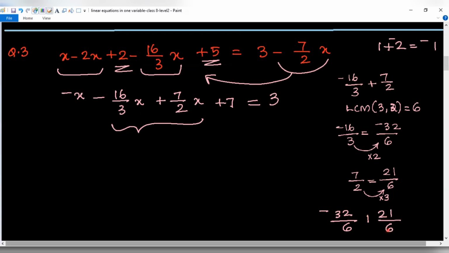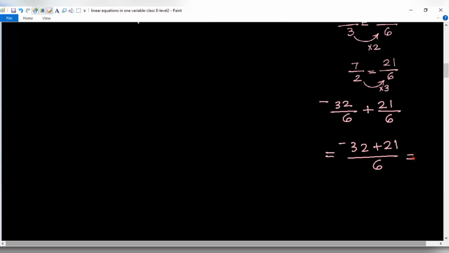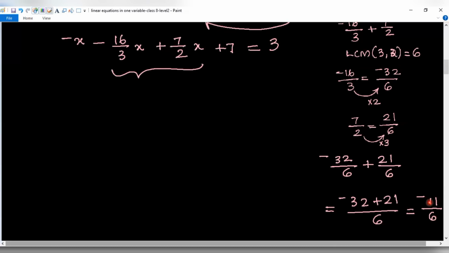See here we have the same denominators. That means we can just add the numerators together. So it will become minus 32 plus 21, all divided by 6. In the numerator part, we are adding a negative with a positive number. Negative is bigger, so the answer should also be negative. Now, 32 minus 21, that is 11. So minus 11 by 6 is what we have as the coefficient here. Understood? We have solved minus 16 by 3 plus 7 by 2.